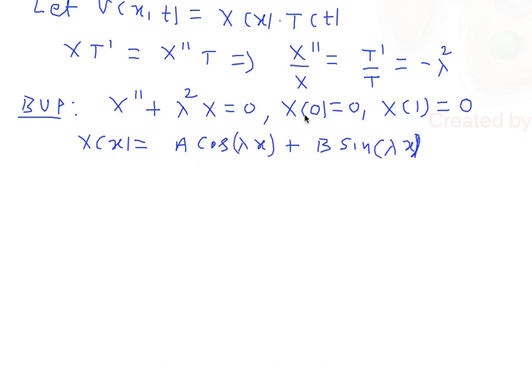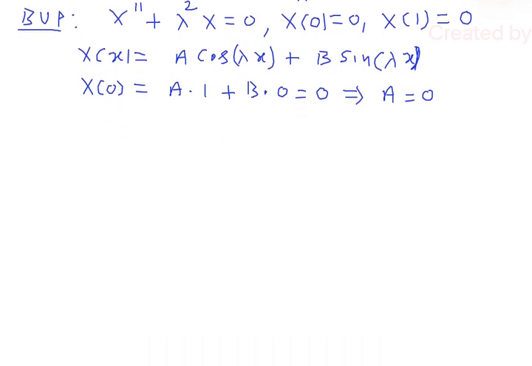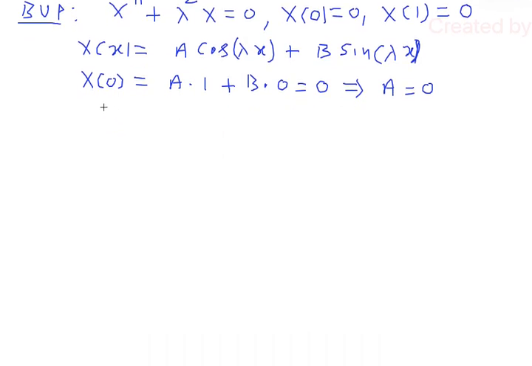So by using the boundary condition X(0) equal to 0, when you put x equal to 0, you will get A times cosine 0, which is 1, plus B times sine 0, which is 0. So this is quite obvious, A will be 0.